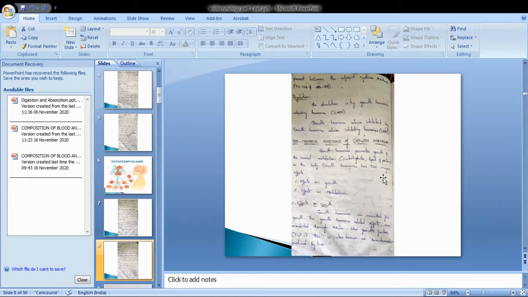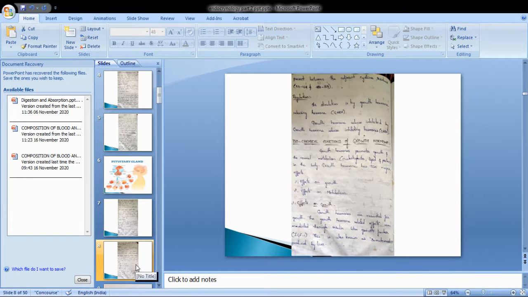Growth hormone has two major effects: effects on growth and effects on metabolism. Let us discuss effects on growth. Growth hormone is essential for growth, and its growth related effects are mediated through insulin like growth factor, also known as somatomedin C, produced by the liver.